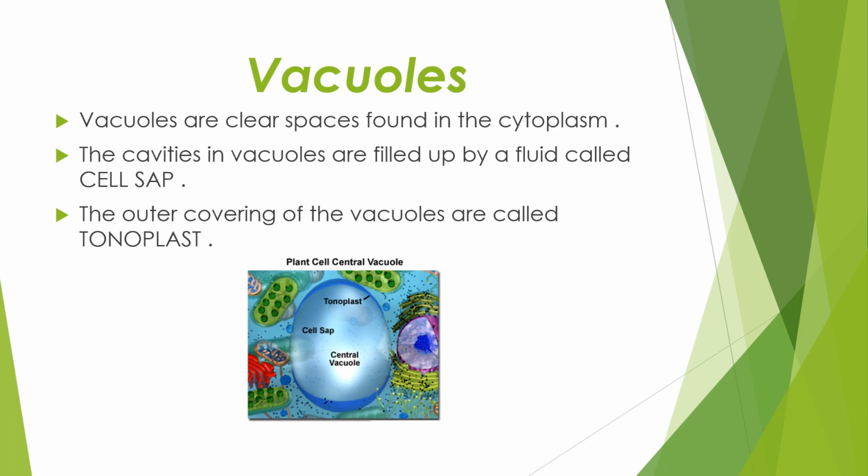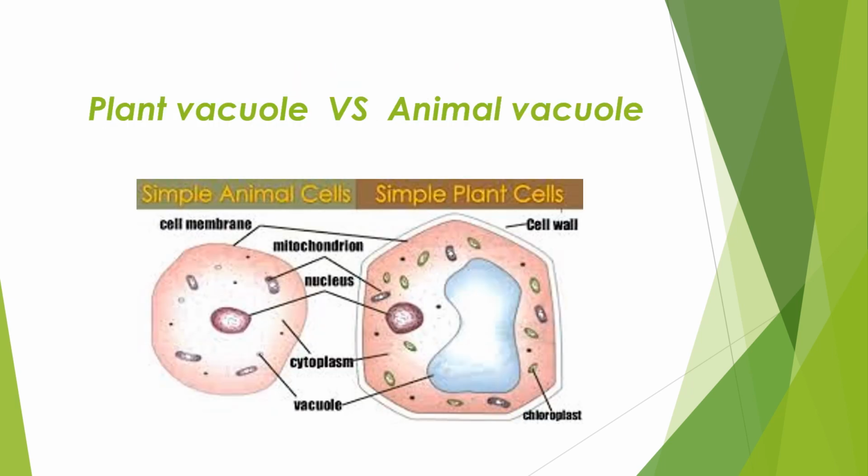Okay, and the outermost covering of the vacuole is called the tonoplast. This is also a very important term and usually comes in your exams also. Outermost covering of the vacuole is the tonoplast. Outermost covering of the cell, plasma membrane. Outermost covering of the nucleus, nuclear membrane. And outermost covering of the vacuole is the tonoplast. Okay, remember this term. It is very important.